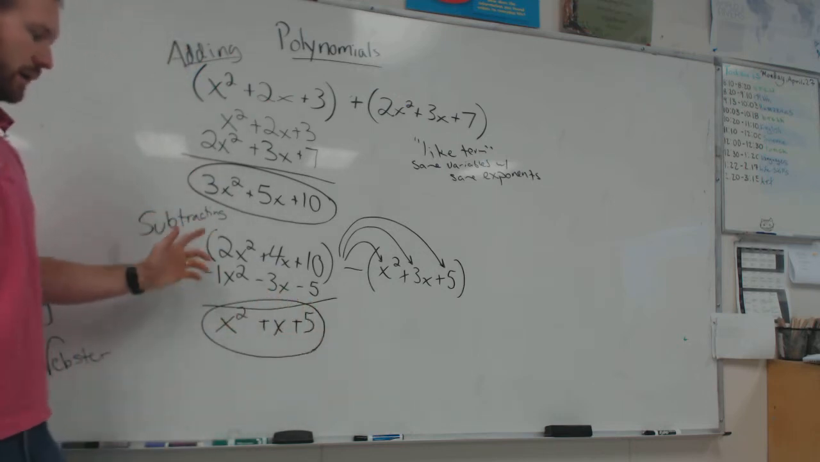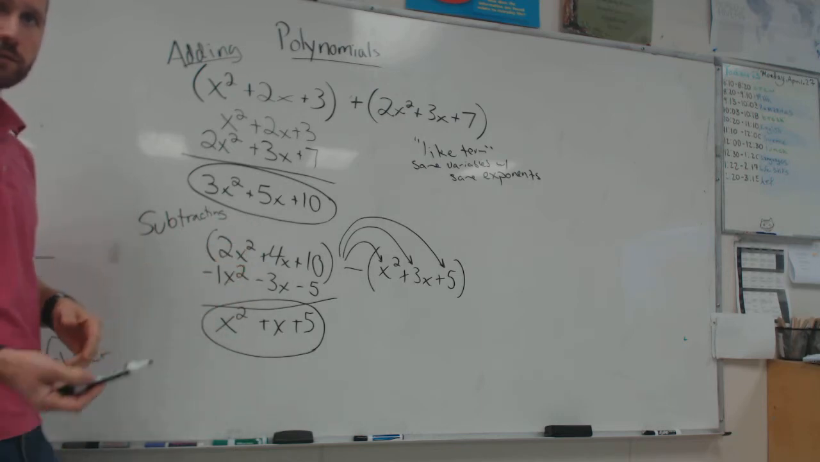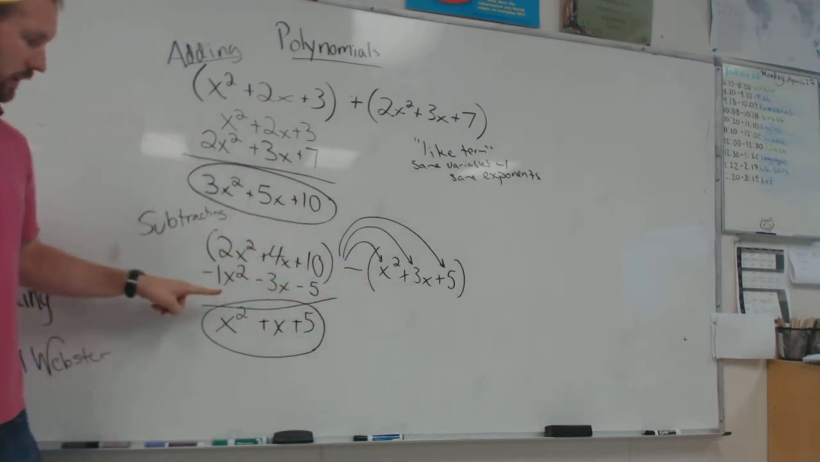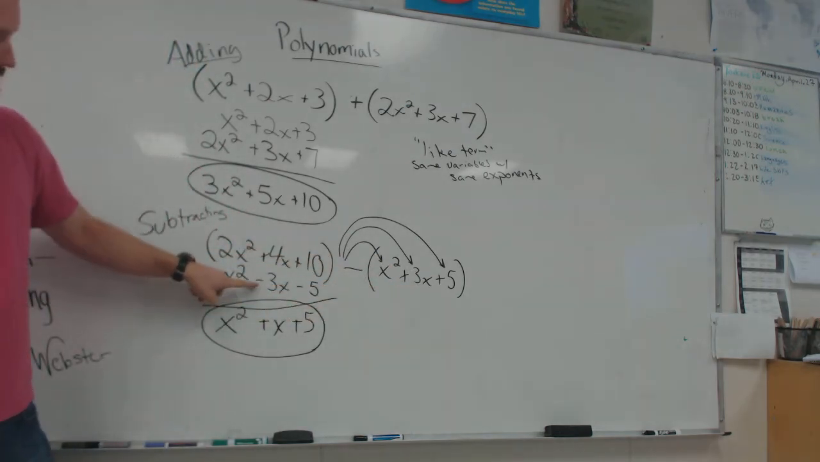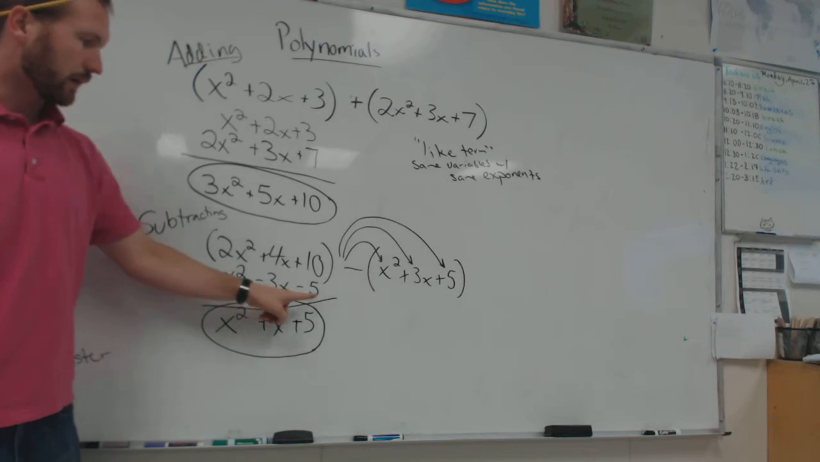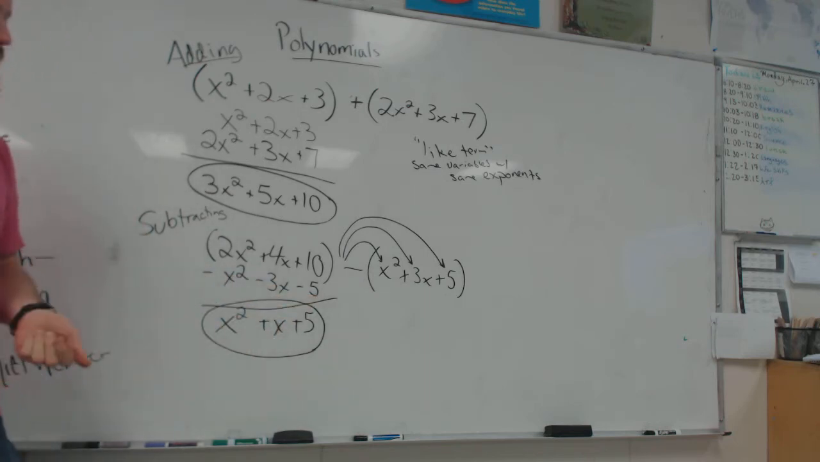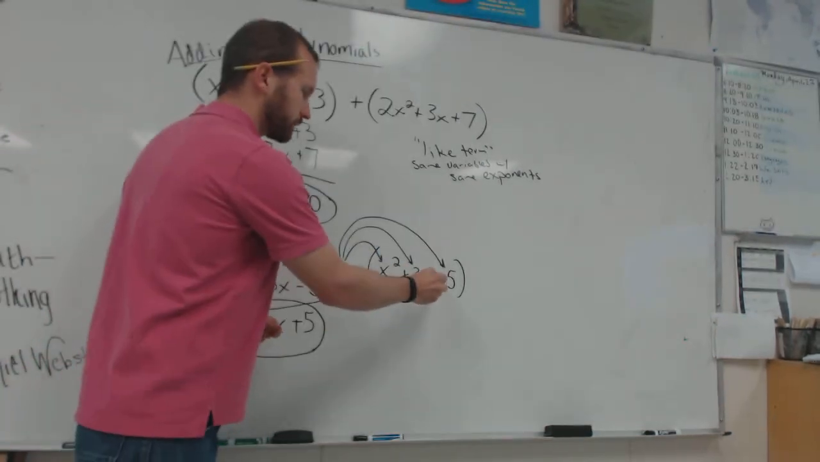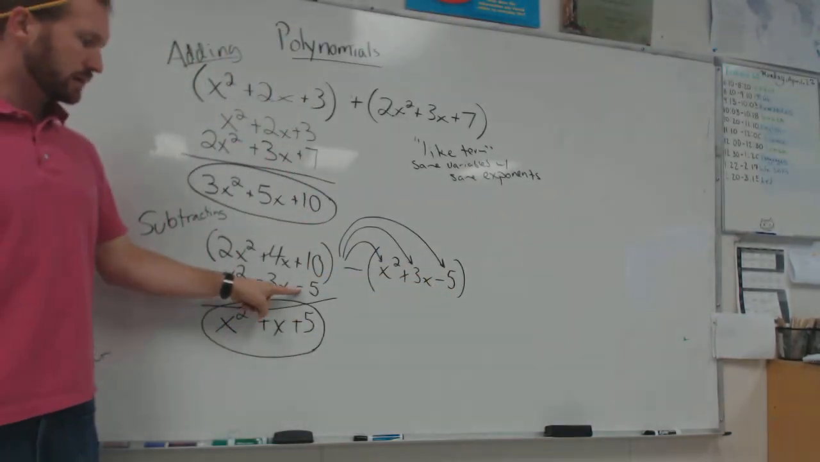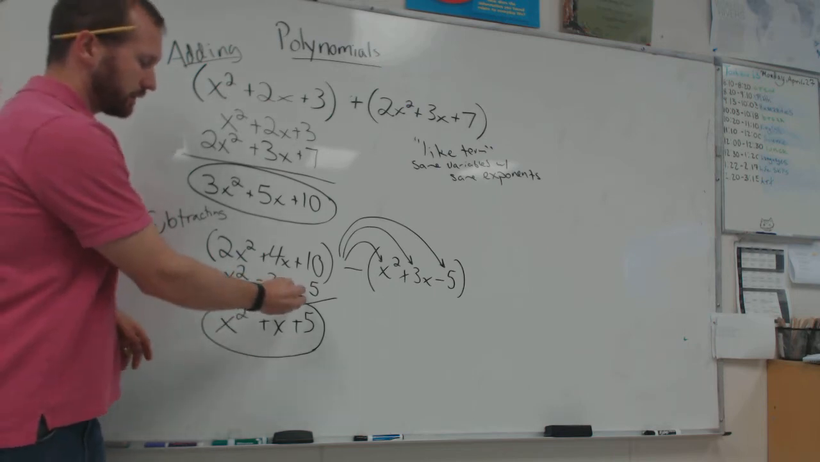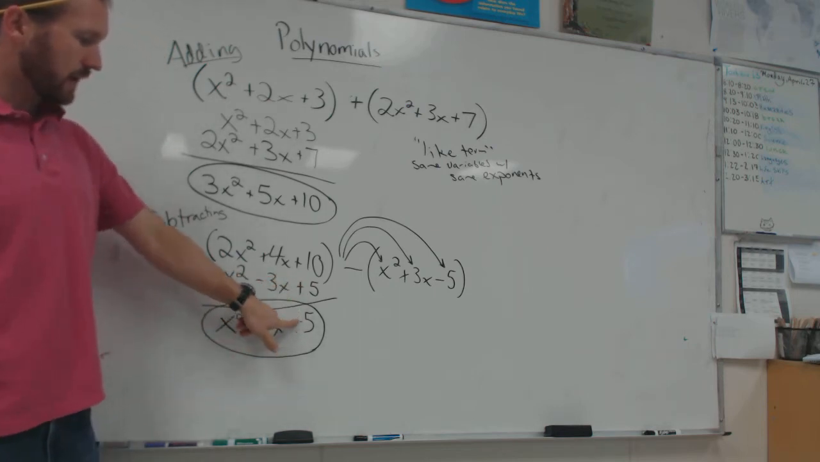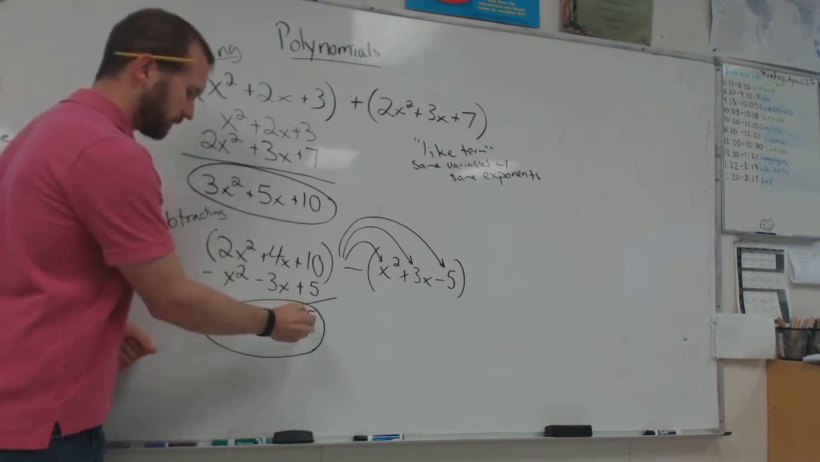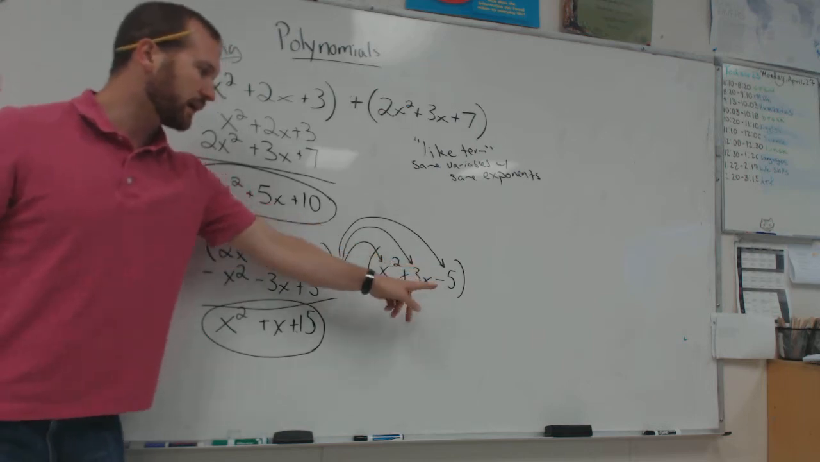So I just turn each one of these to a negative: negative x squared, negative 3x, and negative 5. What would have happened if this had already been a negative? It would become a positive, and then 10 plus 5 would be 15. So a negative times a negative gives me a positive.